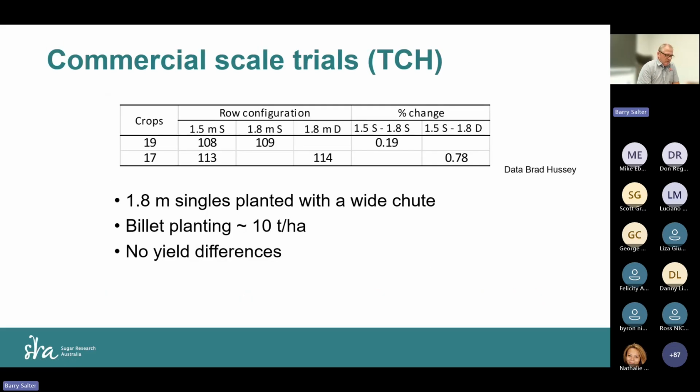So, of course, we weren't too happy about that 1.8 metre singles result, with a few trials where they were worse. But what was then done was trials at commercial scale. This was some work done by Brad Hussey in the central region as well, and I've done the exact same thing here.